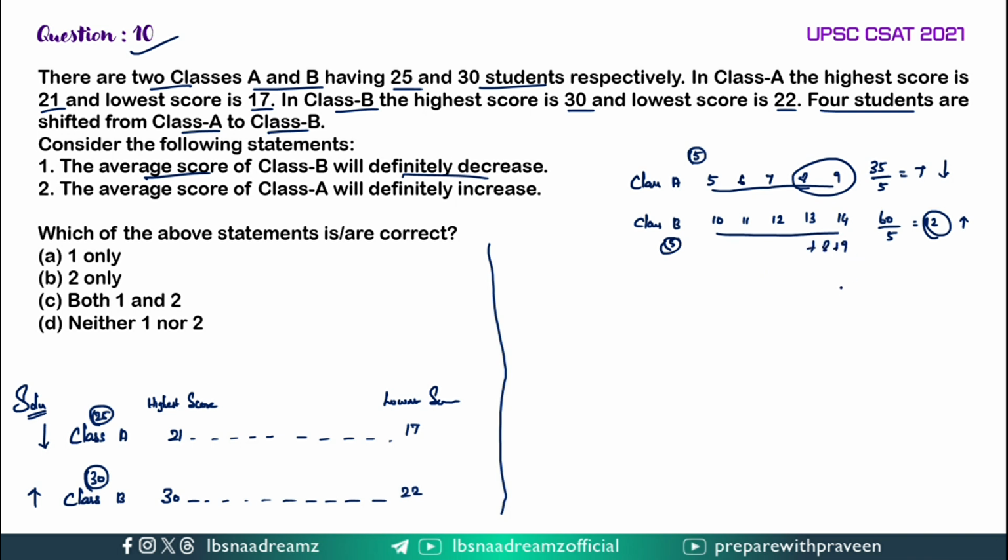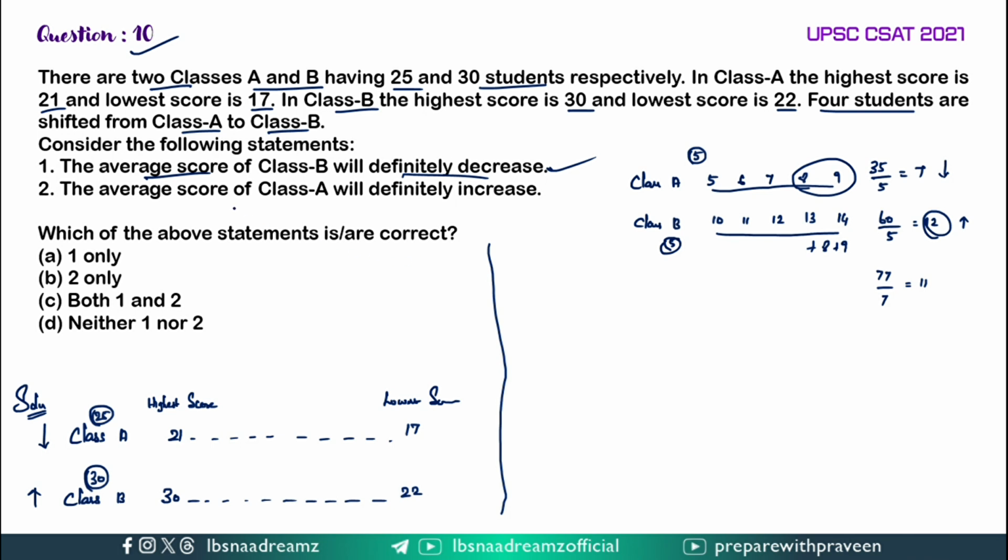If you add 8 and 9, the total marks of class B will become 77. See, now totally there are 7 students, right? So 77 divided by 7 will become 11. The average score of class B has decreased from 12, now it has become 11. So the average score of class B will definitely decrease, right? So statement 1 is correct.